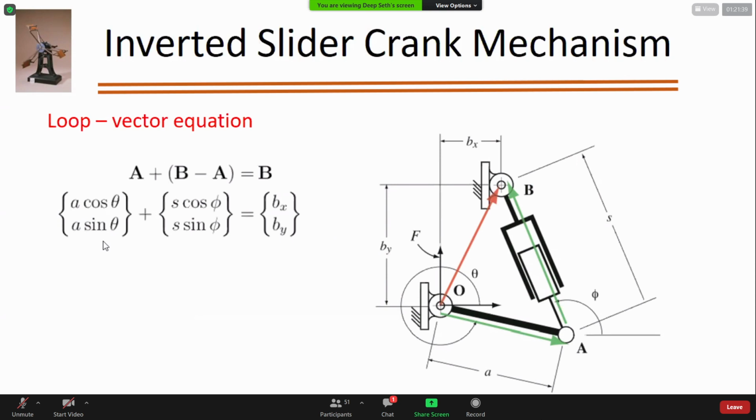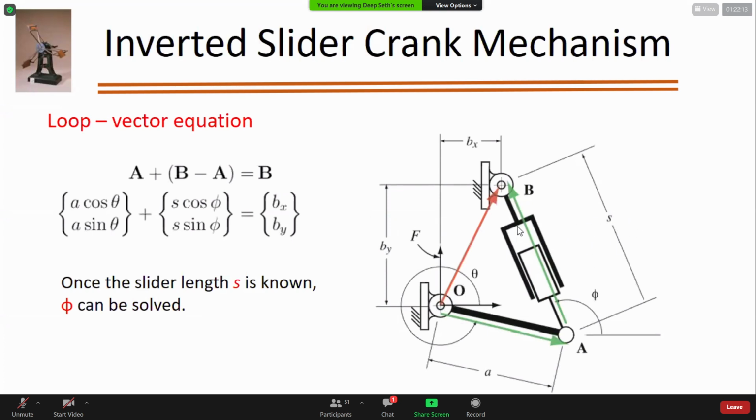So A is A cos theta and A sin theta, and B minus A we can write as S cos phi and S sin phi. So this is your S. It's not H, it's S. And B we can write as Bx and By, in the form of X and Y from this frame O. Once the slider length S is known, you can solve for phi.